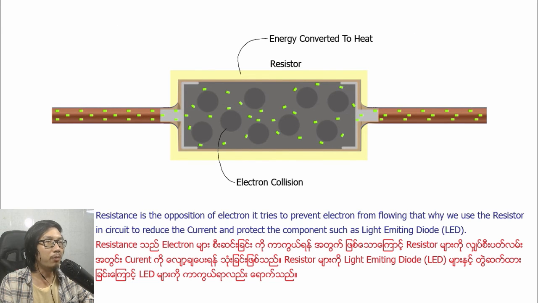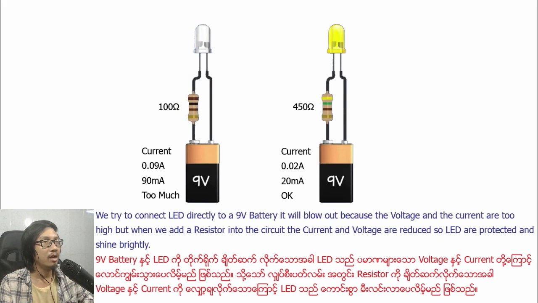Resistance is the opposition to electrons. It tries to prevent electrons from flowing. That's why we use a resistor in a circuit to reduce the current and protect components such as a light emitting diode, LED. If we try to connect an LED directly to a 9 volt battery, it will blow up because the voltage and the current are too high. But when we add a resistor into the circuit, the current and voltage are reduced. So the LED is protected and shines brightly.